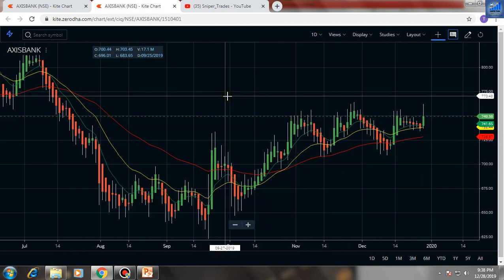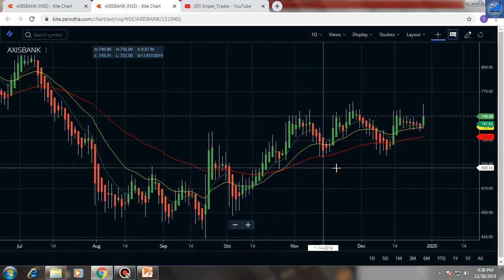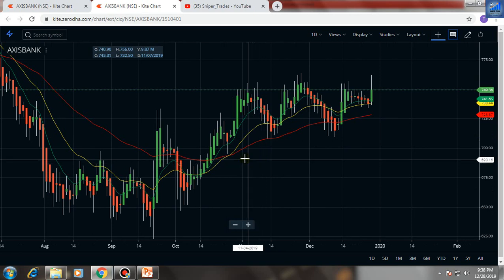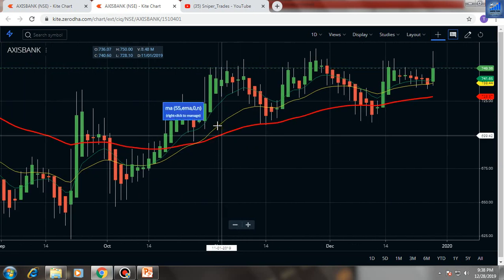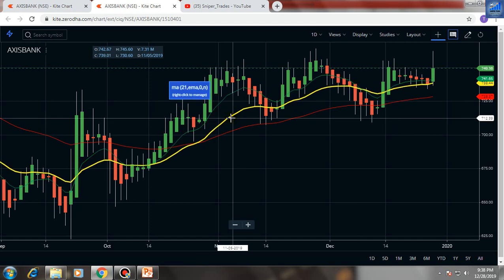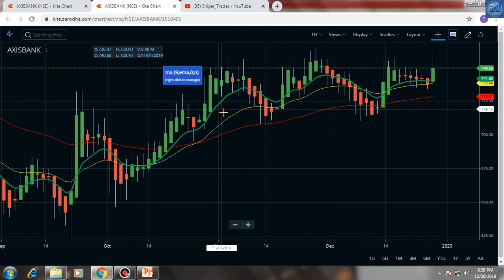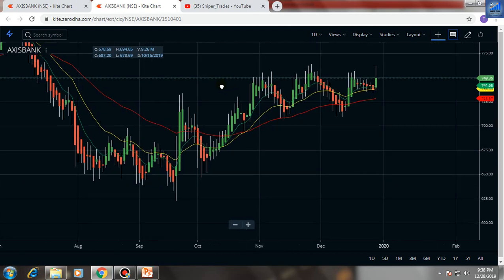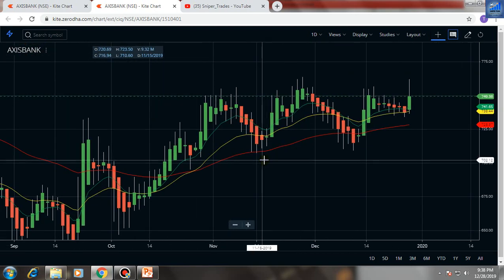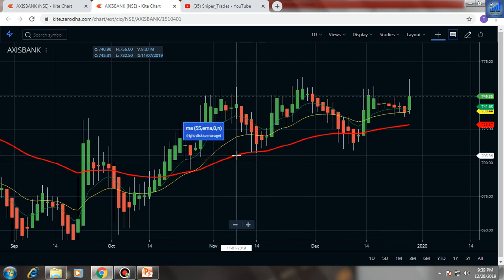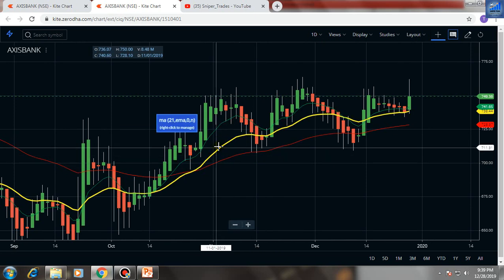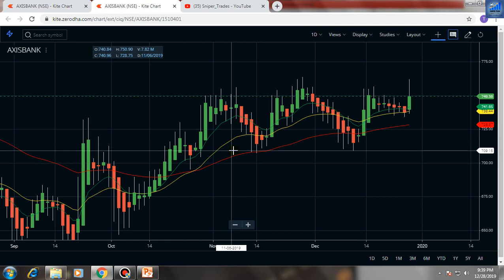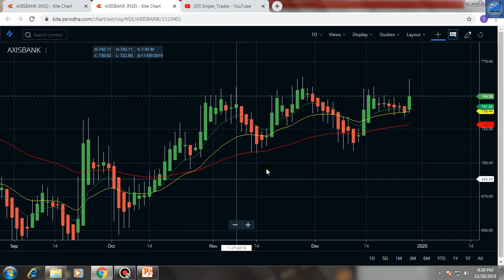So this yellow and red line is used to detect the long time trend, and similarly this green and yellow line is used to detect the short time trend. This is how we forecast price movements. The reason why we are using exponential moving averages in this strategy is because exponential moving averages react more quickly to recent price movements than simple moving averages. That is why we are using exponential moving average in this strategy.